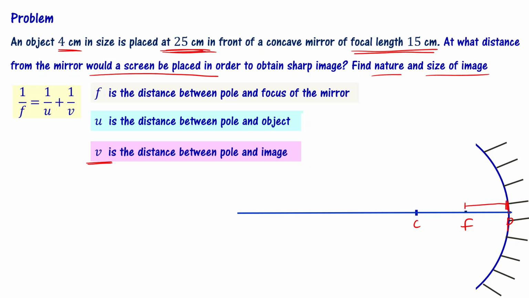The distance from the pole to the focus is called the focal length, right? So this is going to be small f. Small f is going to be 15 centimeters or minus 15 centimeters.